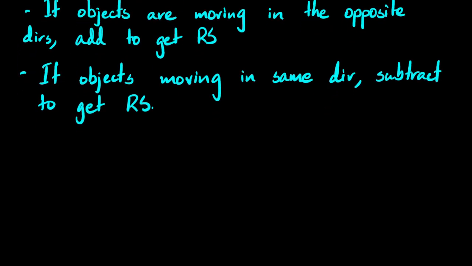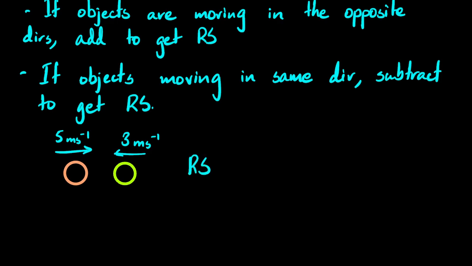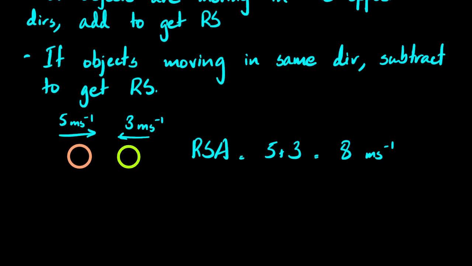So let's see it using an example. If the two objects are like these, let's say this has some speed 5 meters per second, this has another speed, let's say 3 meters per second, and we can see both of these are heading towards one another, right? But the speeds are in opposite directions, so we will add them. So the relative speed of approach in this case would be 5 plus 3, which is 8 meters per second.